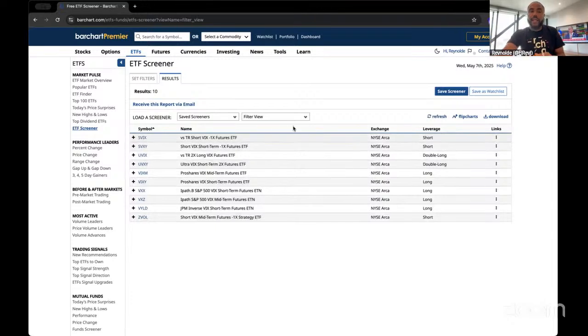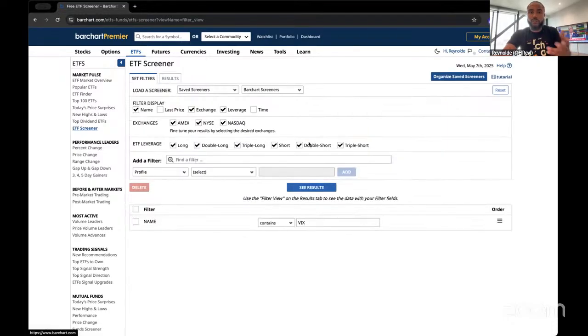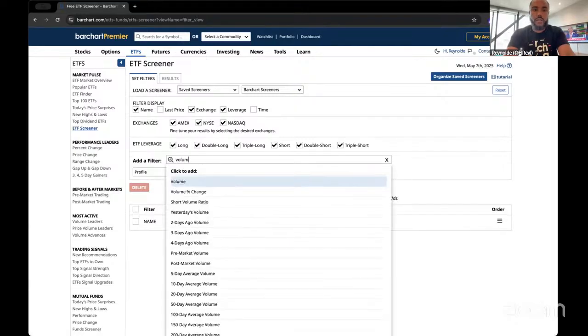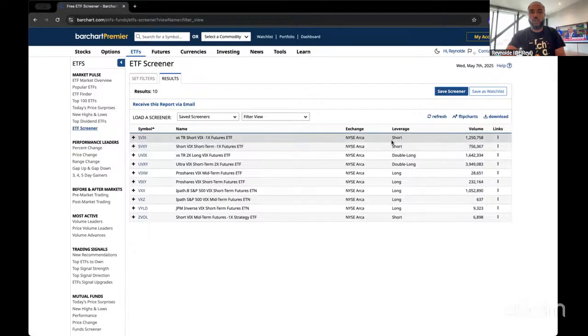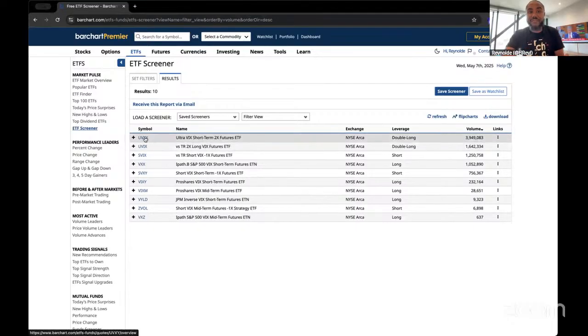VIX, right? Now, here is something, this filter view is only going to show me what I add in a filter. Okay, so let's say I want to add volume here. I can come in and add volume as a filter, and then it will show up here now. Now, I'm always looking for volume because I want to know where are traders trading. Well, in this case with the VIX, they're trading one of my favorite tickers when it comes to trading volatility.